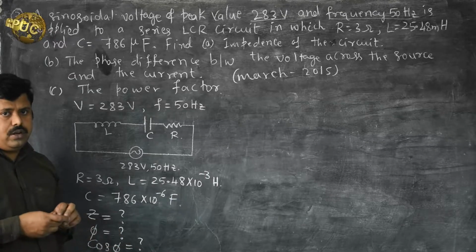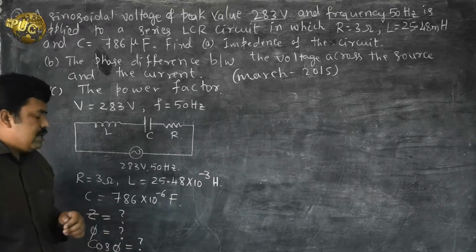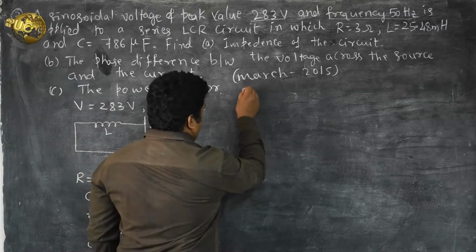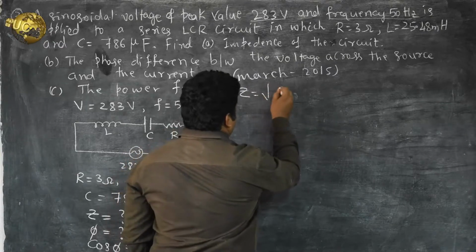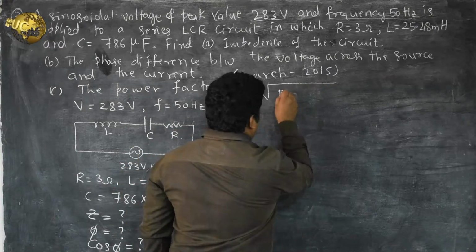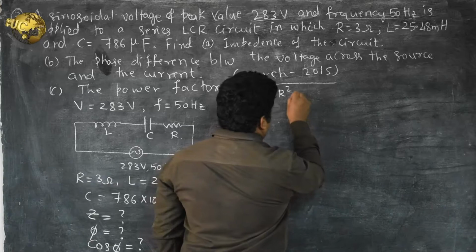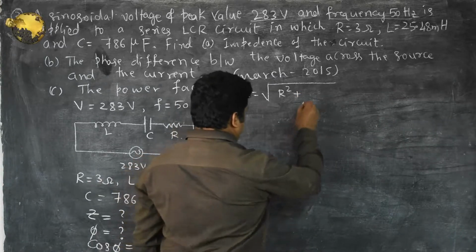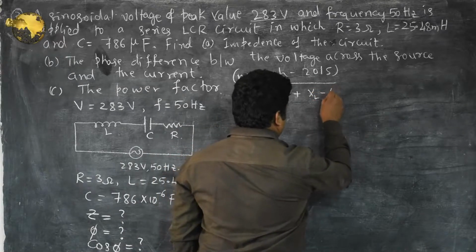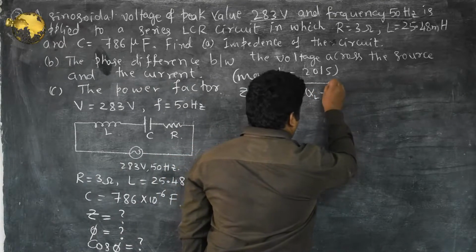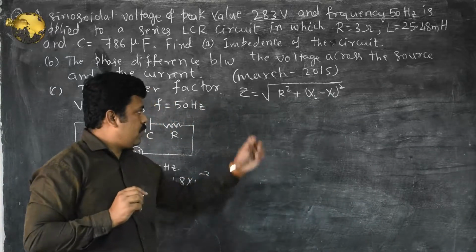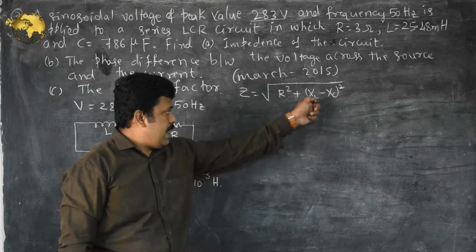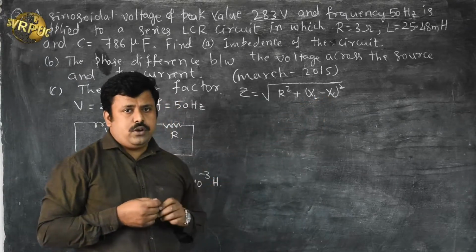So let's find out the values one by one. Z, the impedance in the LCR circuit. We have the formula Z is equal to square root of R square plus (XL minus XC) whole square. This is the formula for impedance in an LCR circuit. But here R we know, but XL, XC we don't know. Let's find out their values.